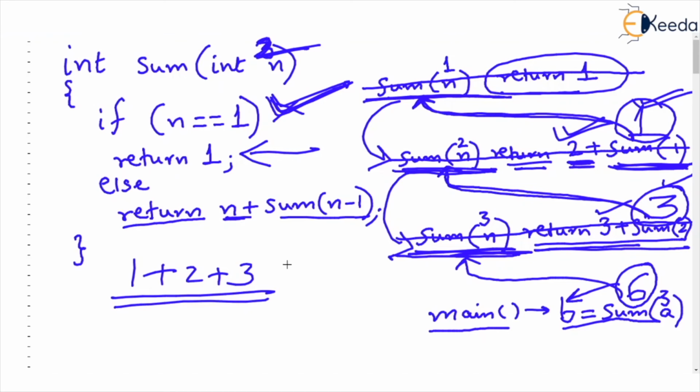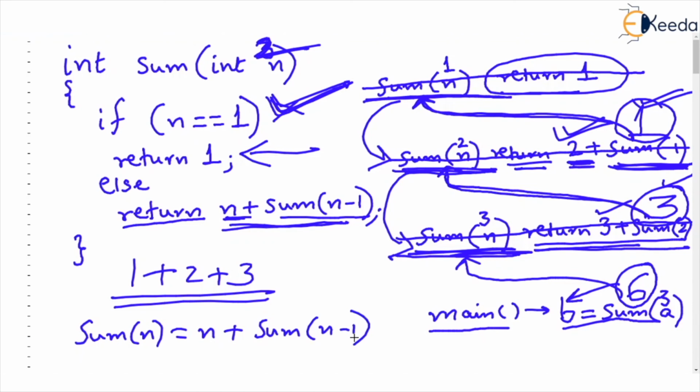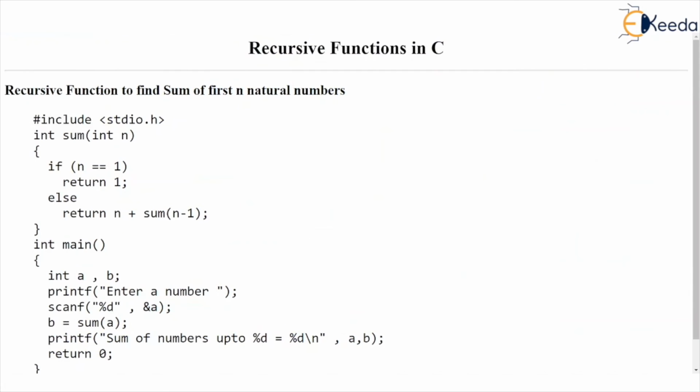I hope you have understood how this sum function actually executes. Actually, we saw this formalization that sum(n) is equal to n plus the sum of n minus 1 numbers. We saw this recurrence formula in the previous video, and we also saw that if we are finding the sum of one number, then we will not use the formula. If we are finding the sum of one number, we will simply return 1.